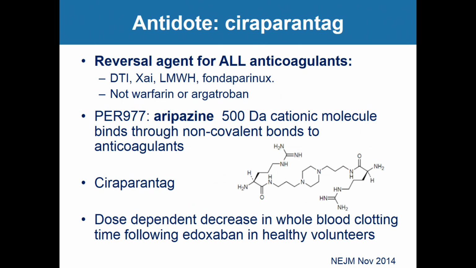The last antidote that I want to talk about that's in development is something called ciraparantag, which is a reversal agent for all anticoagulants. It is in the early stages of development. It's a fascinating, very small cationic molecule that binds through non-covalent bonds to anticoagulants. It has been shown to cause a dose-dependent decrease in the whole blood clotting time following edoxaban in healthy volunteers, and this is being actively investigated now.